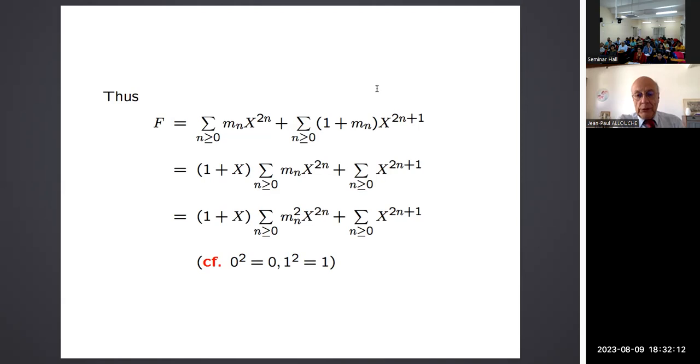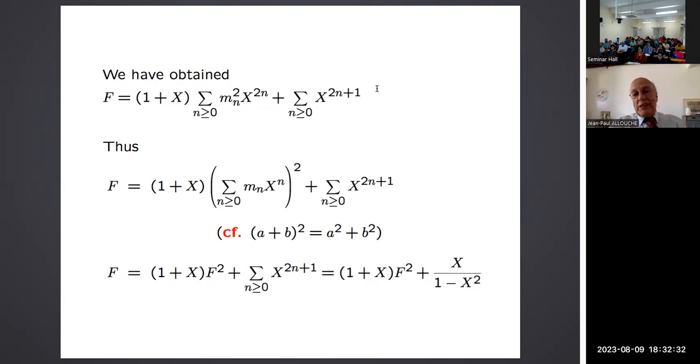And now there is a stupid remark, which is that 0 squared equals 0 and 1 squared equals 1, so on the penultimate line I've replaced m_n by m_n squared, which doesn't change anything. This line is the first line you see here. And now this is the dream of any Frenchman in the studies: that (a plus b) squared equals a squared plus b squared, of course mod 2. And it's also true for infinite sums, sorry. So the big parenthesis here is equal to the very first line: the sum of m_n squared x^(2n) is the same as the sum of f_n x^n, squared. And the big parenthesis is nothing but f itself squared.